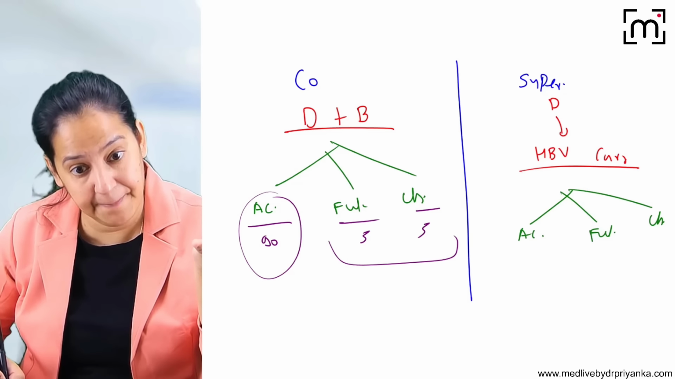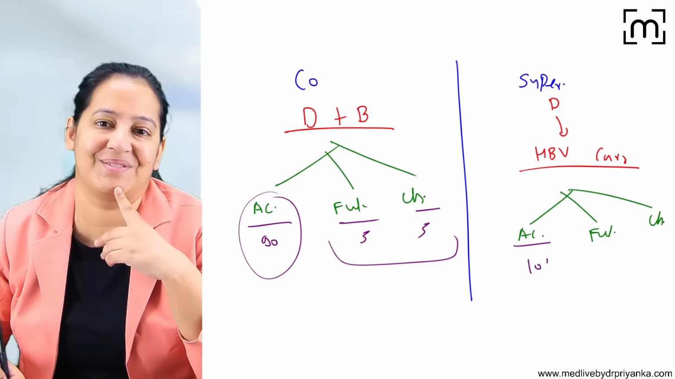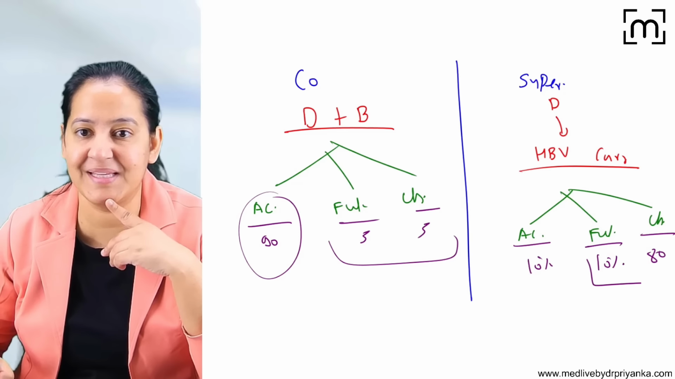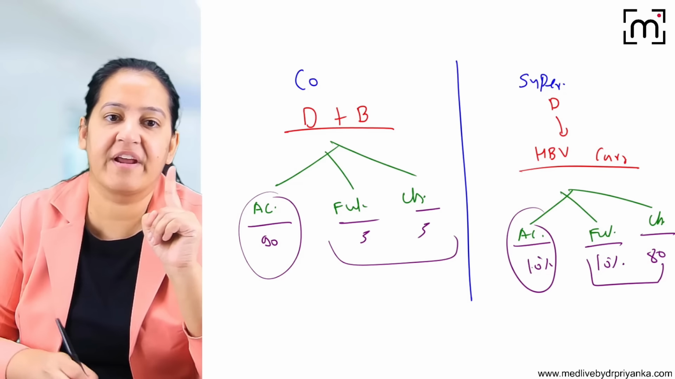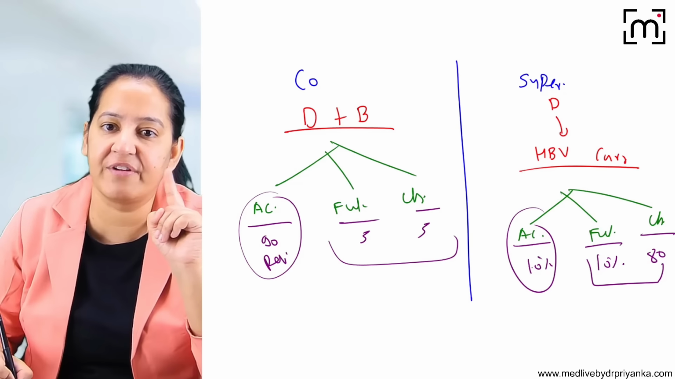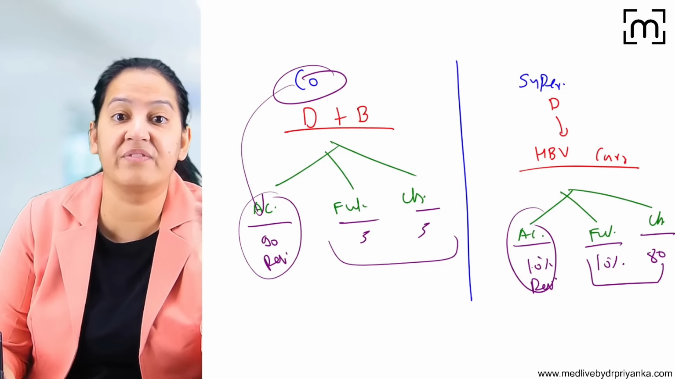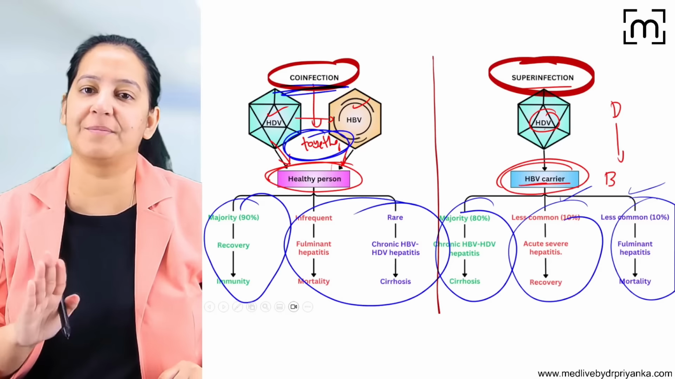In super infection, acute is only 10%. Fulminant is also only 10%, but chronic is 80%. So these 90% will not recover. Only 10% recover. So here recovery is 90% and here recovery is 10%. If the person has co-infection, recovery is 90%. But if the person has super infection, recovery is only 10%. So that matters. I hope the concept is crystal clear to you.